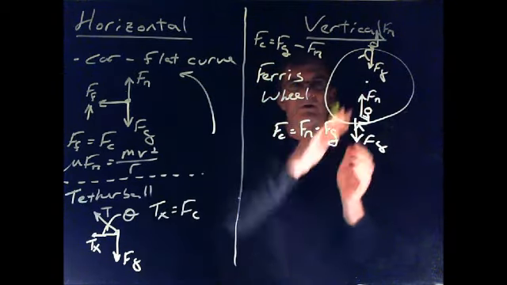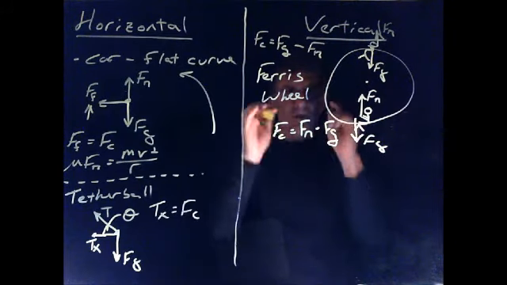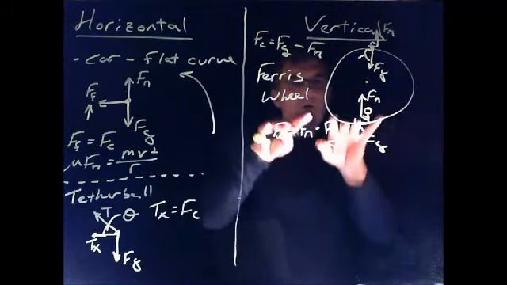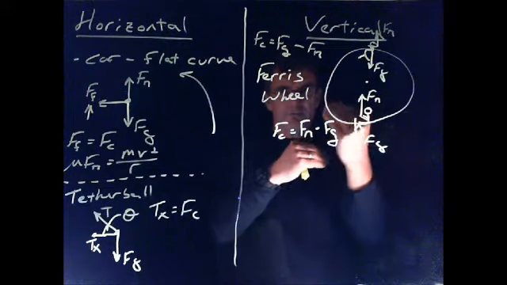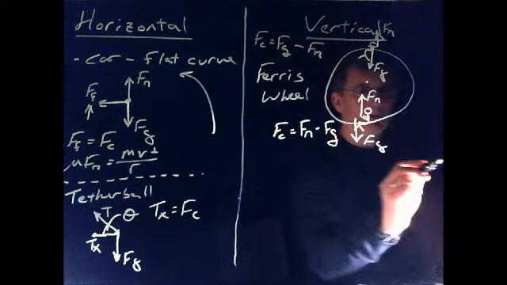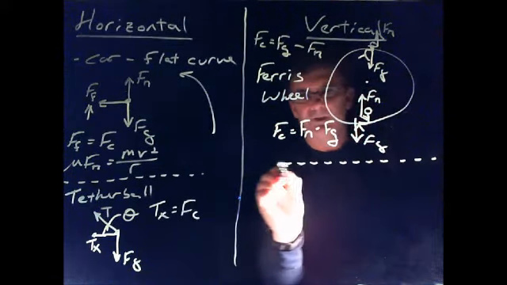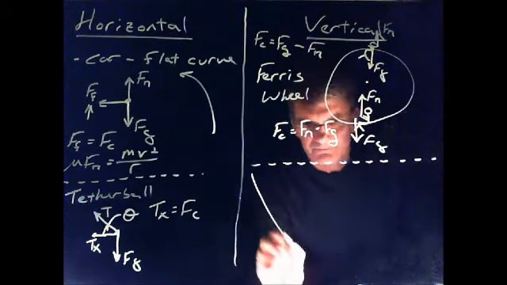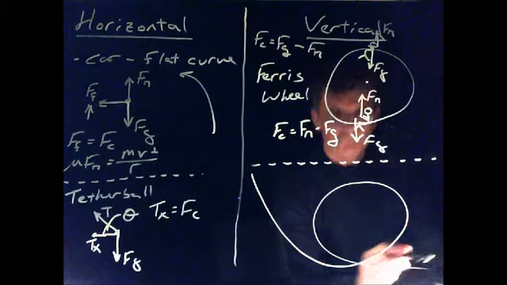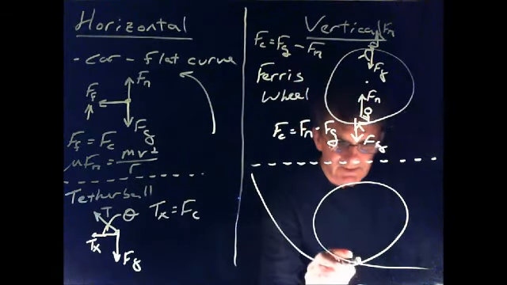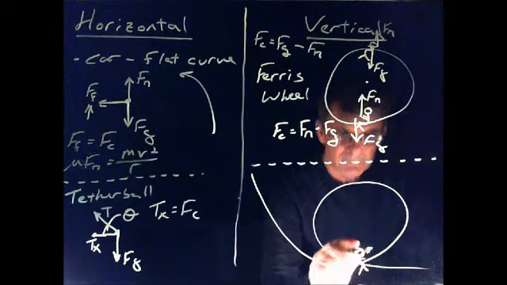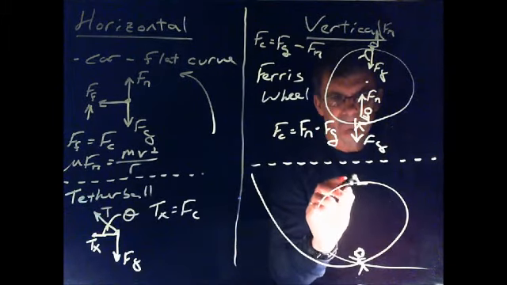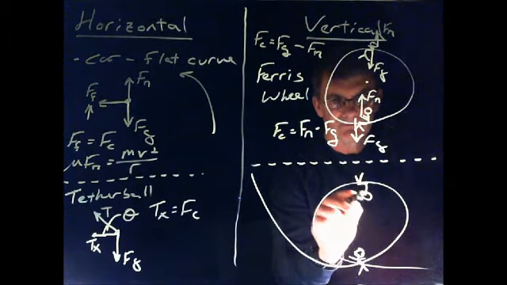You need to be aware of where in the circle we are so that we can correctly identify what forces and their direction compose or make up the centripetal force. And then we have the roller coaster, where we're coming down, and here at the bottom we're upright. At the top, though, we're upside down.